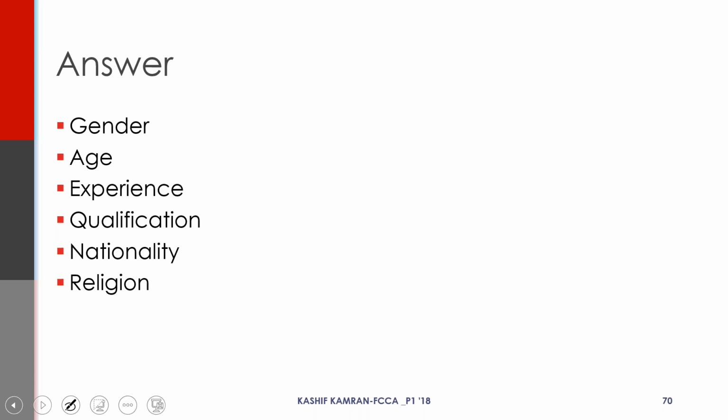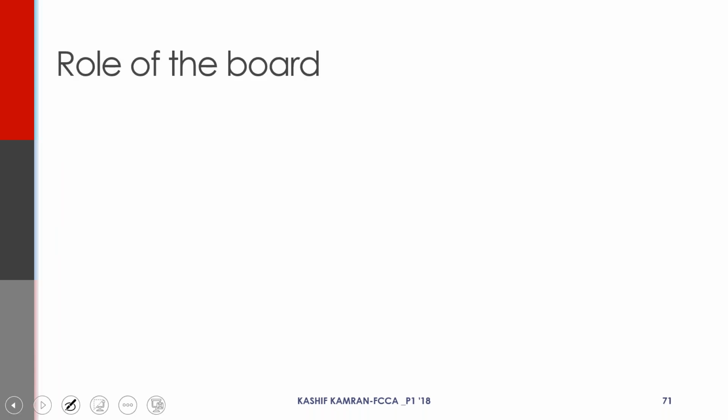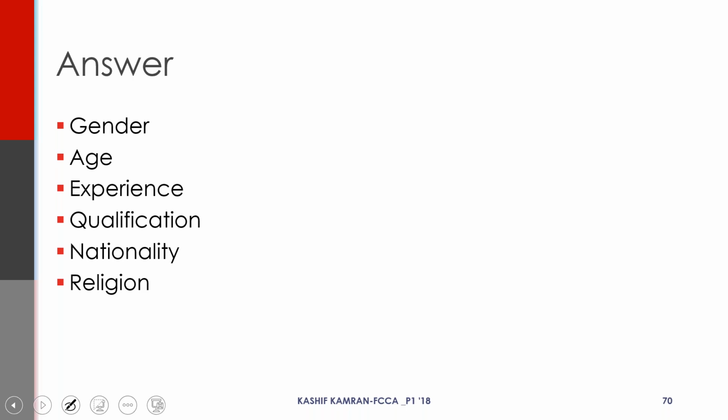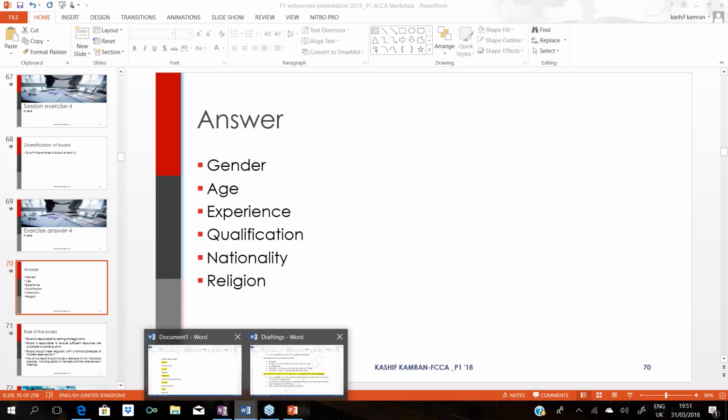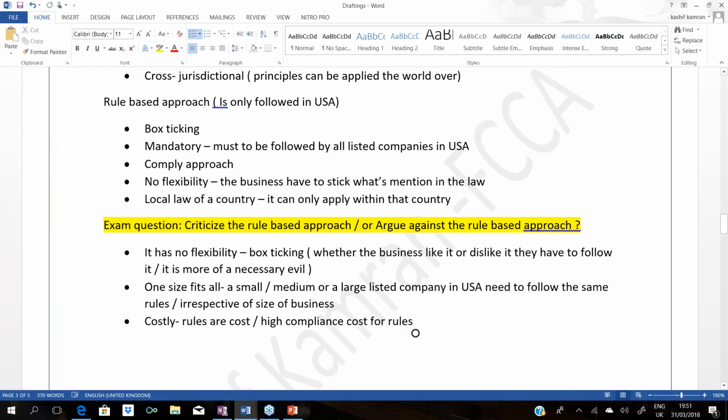Can you think about diversity bringing advantages? What can be some advantages of diversity of the board? Let's do an exercise on that. Okay, let's go back to the Word file. Let's plot another P1 question.